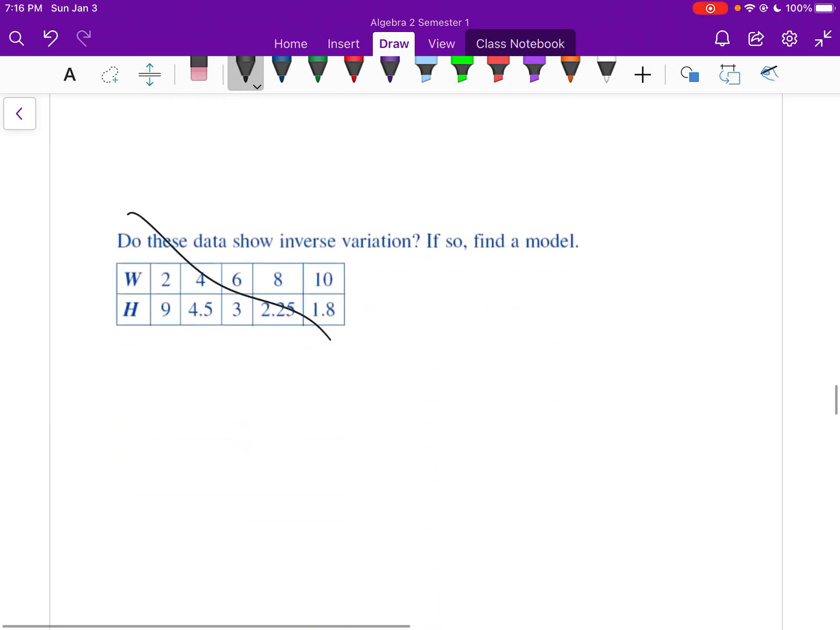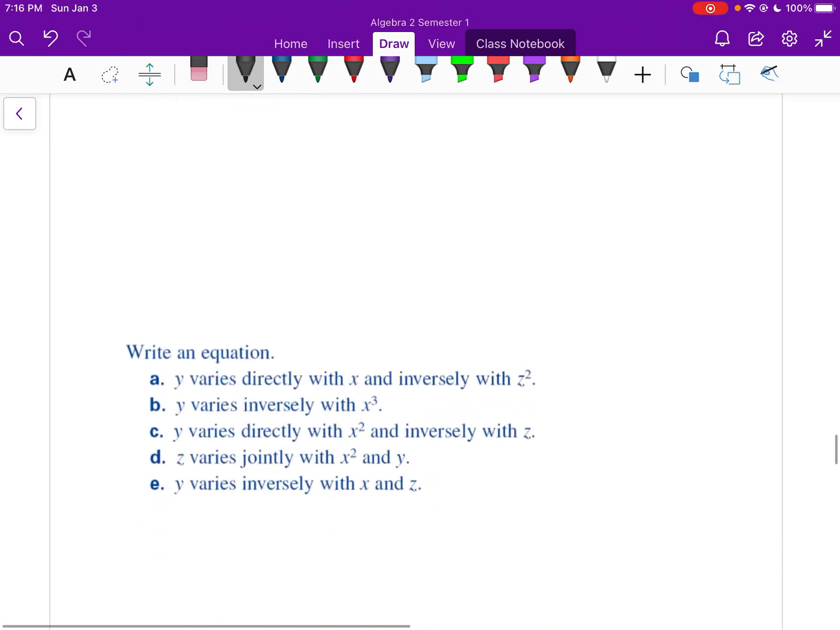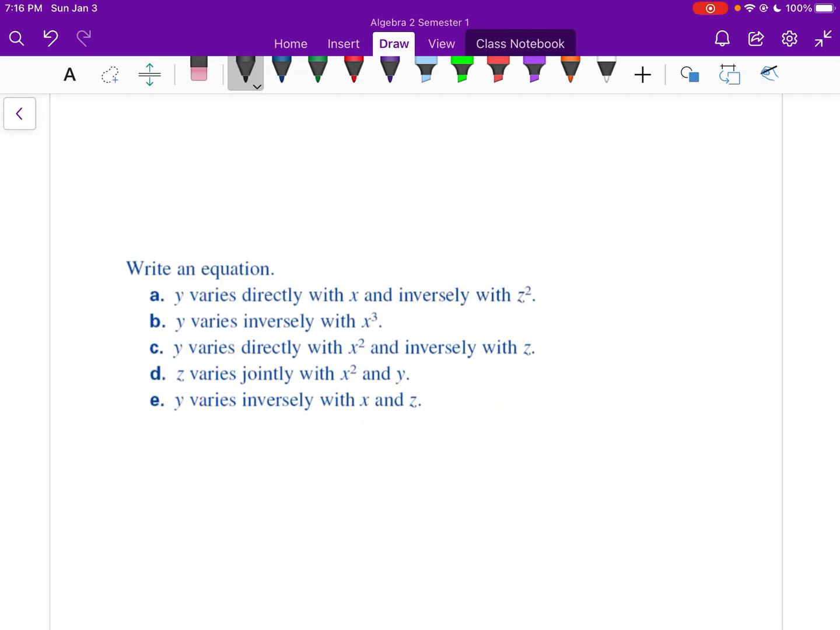Now, we're not going to worry about that one. Now, writing an equation. I could say a bunch of different types of variations, and you need to come up with those variations.